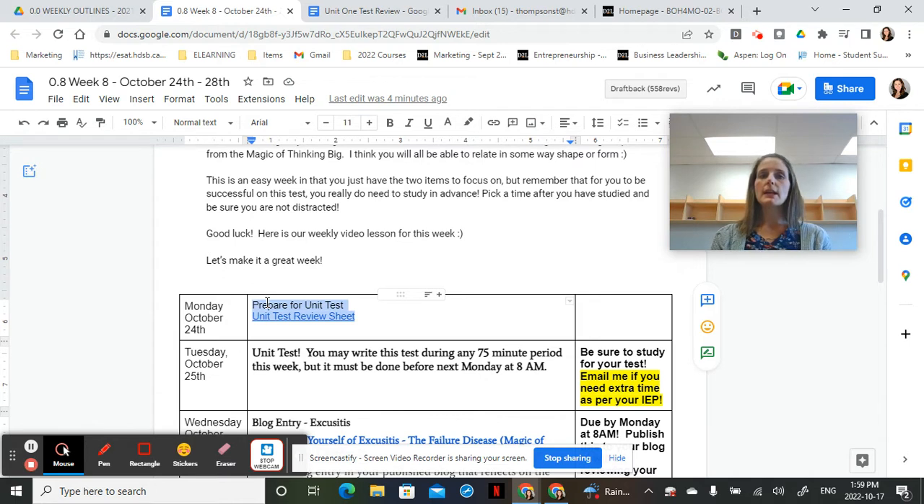to write the test. It has to be written in succession, meaning that once you open the test, you cannot leave the test and go back in. You have to write it at that particular time and then submit. It is also a timed test. You are to do it and complete it within 75 minutes, just like a normal 75-minute period.